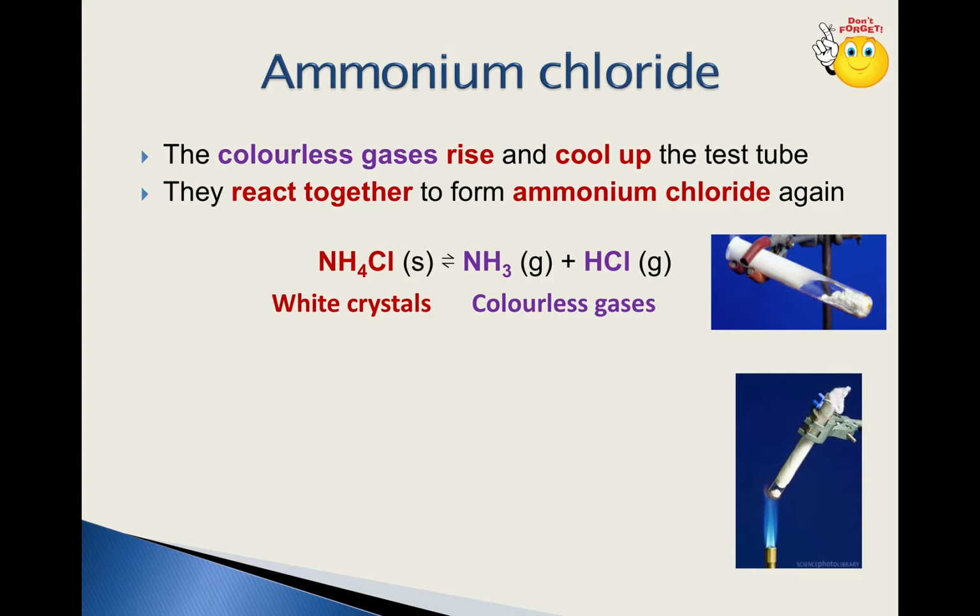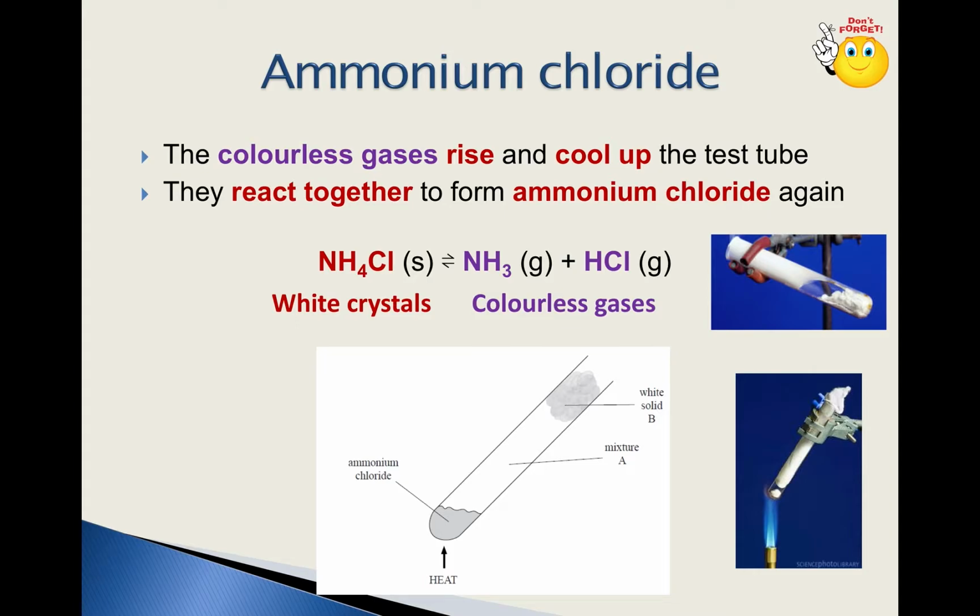So the two colourless gases, as they cool, react together and reform ammonium chloride. And this is a classic example of a reversible reaction. The white solid is heated, it turns into the colourless gases ammonia and hydrogen chloride. As the gases cool, they react back together to reform white crystals of ammonium chloride. So the reaction goes forwards and then it goes backwards. So it's a reversible reaction taking place. And again, this is just a diagram taken from a GCSE paper where it clearly shows you the ammonium chloride at the bottom, the ammonium chloride at the top, and the colourless gases, which is mixture A, in between. But it's a reversible reaction, one that can go both ways.